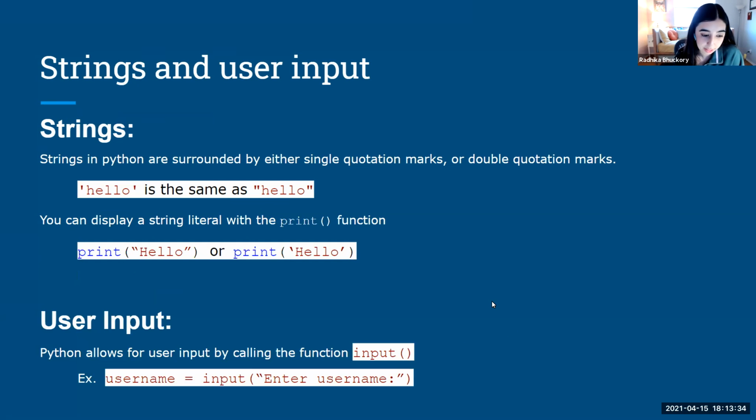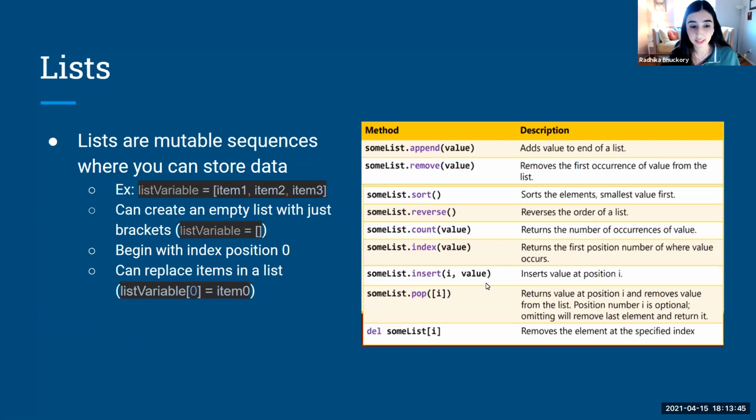And then for user input, instead of doing cin normally in C++, we can just do input, and that will prompt the user to enter something. Overall, Python is more readable. The functions are named very specifically to what they do, and so you don't have to be confused about, oh, what is this doing? It's literally input.